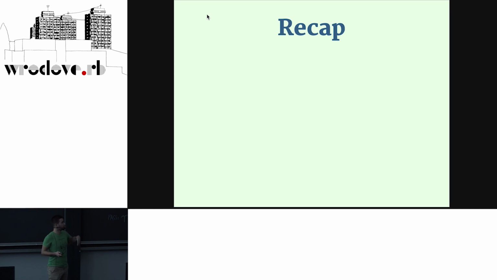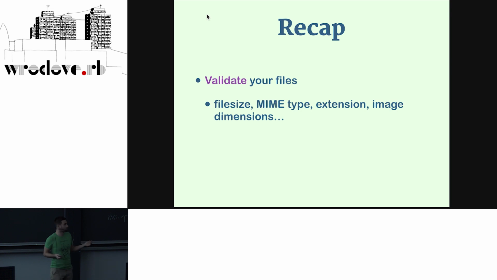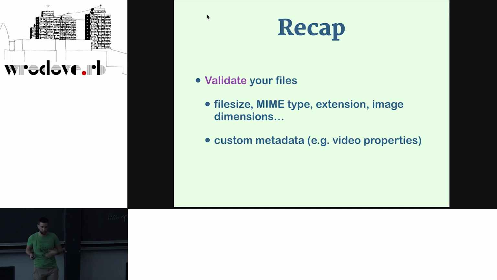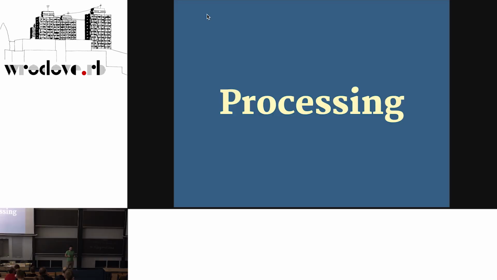So to recap what we just talked about, you should validate the files that you have. It can be common metadata like extensions, or any custom metadata specific to the type of the file. And you should ideally persist the extracted metadata. Now that we've successfully validated the file, we usually want to process it to normalize it into some formats that our application understands.